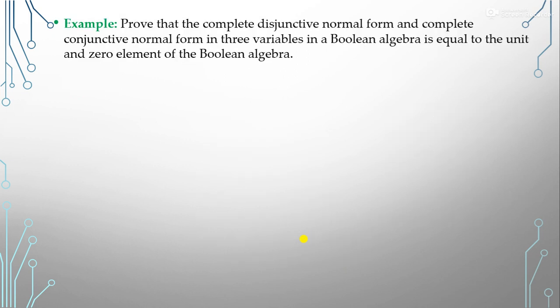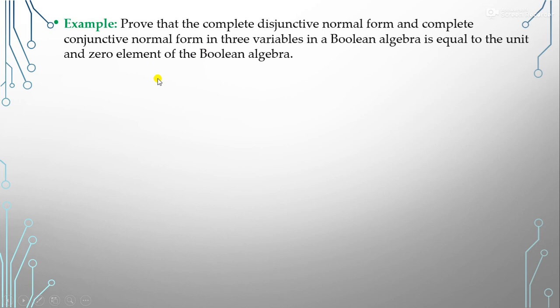Now, one important example here, one important theorem you have to prove: that the complete disjunctive normal form and complete conjunctive normal form in three variables, in a Boolean algebra, are equal to the unit and zero element of the Boolean algebra. What does it mean? It means that the complete disjunctive normal form is equal to the unit, that is 1, and the complete conjunctive normal form is equal to the zero element, that is 0.